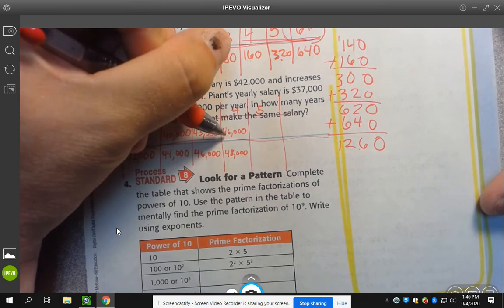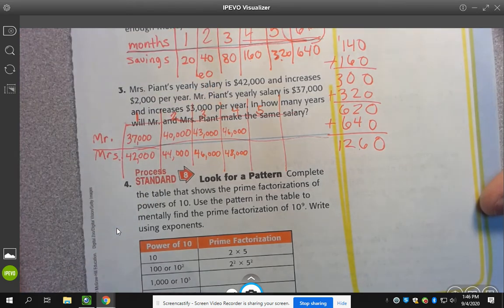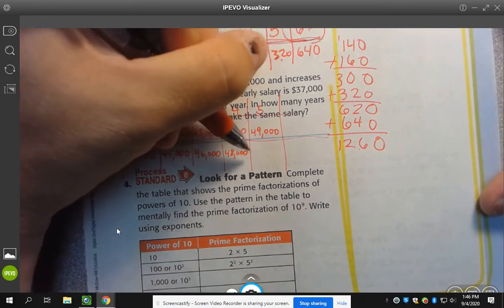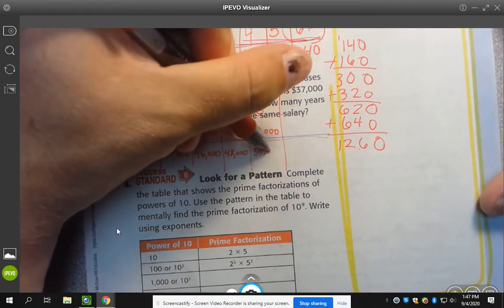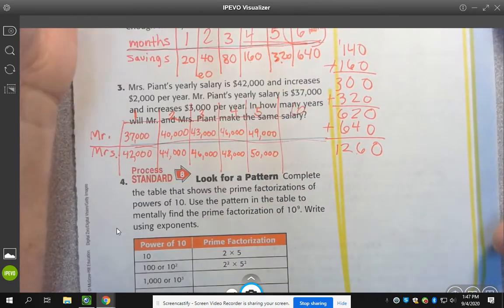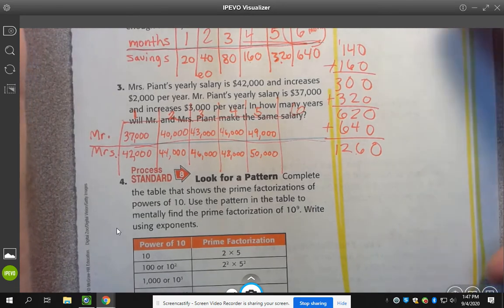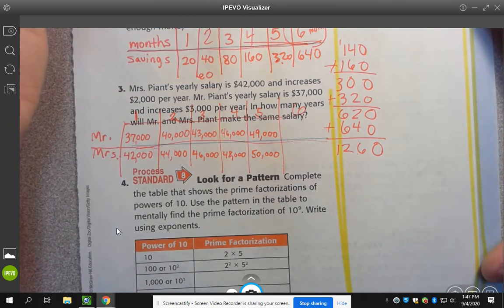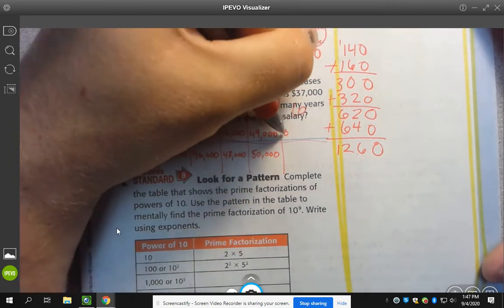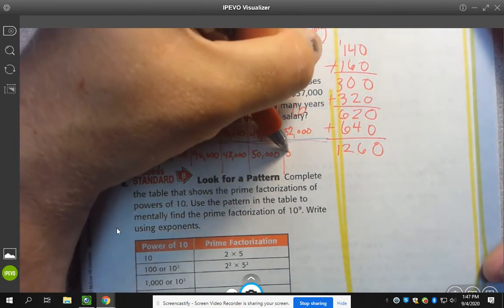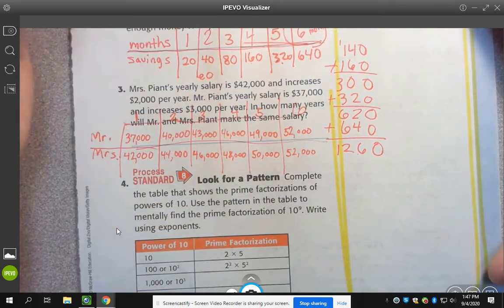We're going to add 3,000 to him. What do you get? 49,000. And we're going to add 2,000 to hers, which is going to give us 50,000 because we're adding 2,000. We're getting closer. I bet it's the next one, don't you? Year 6. We add, I guess, 3,000 to his. What are you going to get? 52,000. And add 2 to hers, you're going to get 52,000. 6 years.